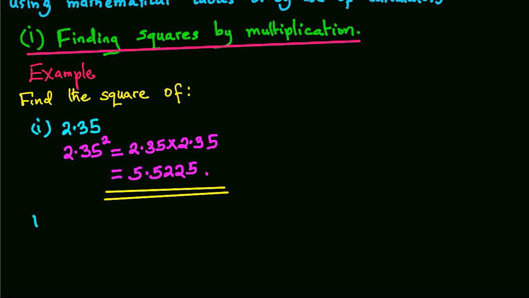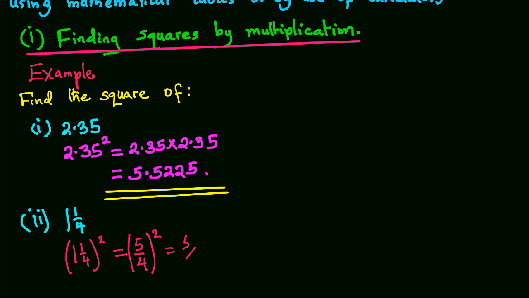Secondly, number 2, we can have a fraction. So we want to get square of 1 and 1 over 4. So the square of 1 and 1 over 4 will be equals to, so we convert this mixed fraction into improper fraction. We have 5 over 4 squared, so that would be 5 over 4 times 5 over 4.